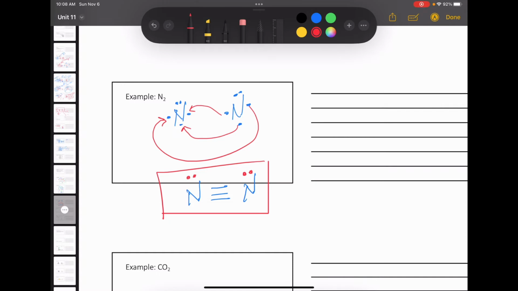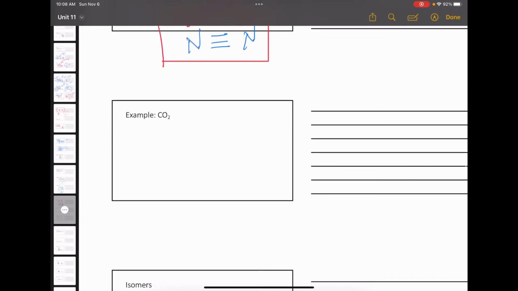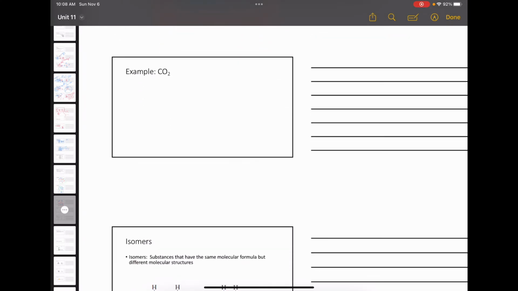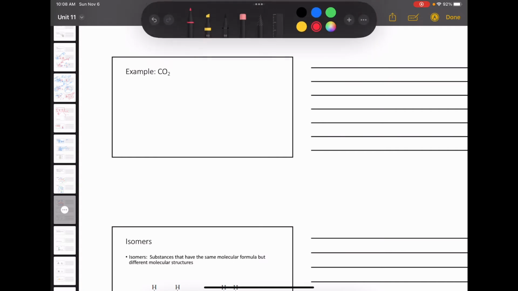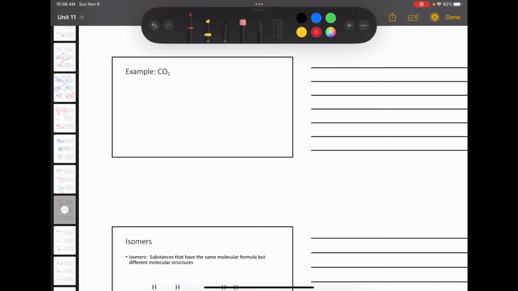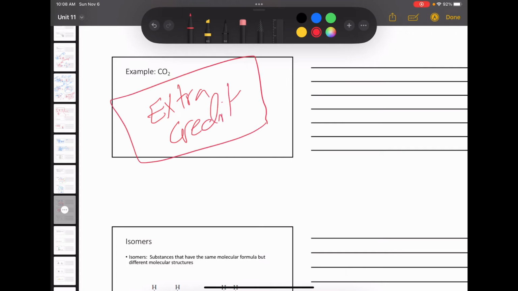Okay, let's do another one. Let's do the CO2. Or you know what? I will leave this CO2 to you and submit this to me the next time I see you. Or even if you want to try to do that on a piece of paper, take a picture and email it to me. So this will be an extra credit. Okay? So do that on your own and submit it to me for extra points.